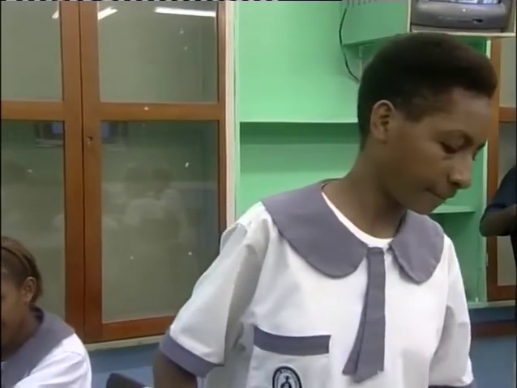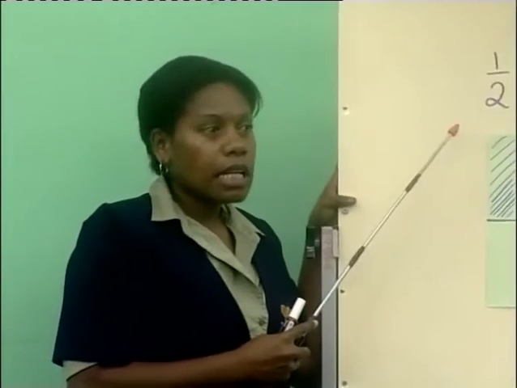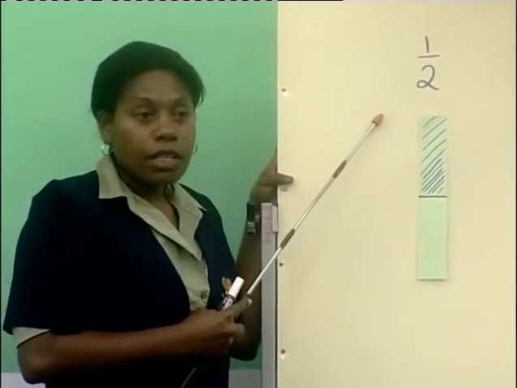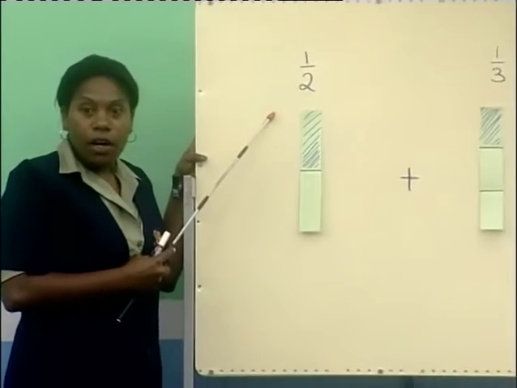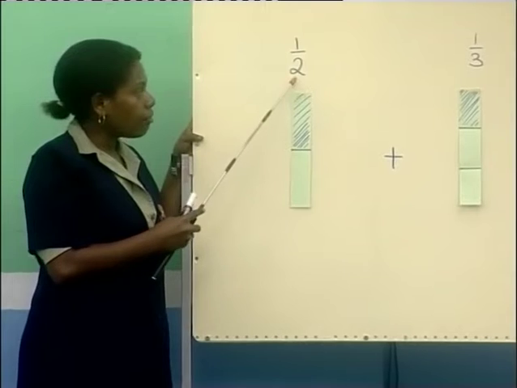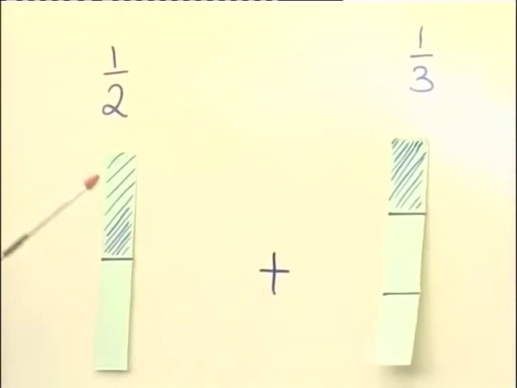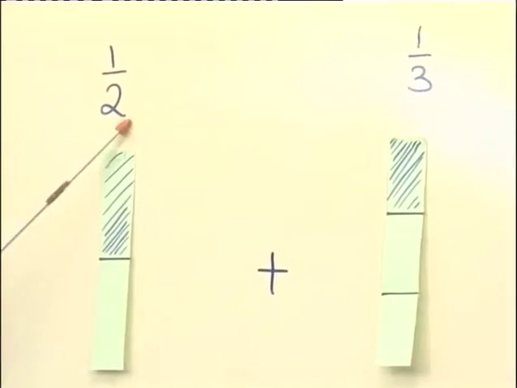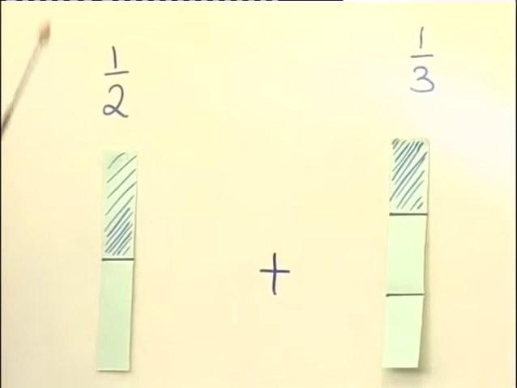You have to find the lowest common denominator. You others agree with her? Right, she said you have to find the lowest common denominator of which numbers? All right, you have to find the lowest common denominator of 2 and 3. The lowest common multiple of 2 and 3. Okay, good. So what is the lowest common denominator of 2 and 3?